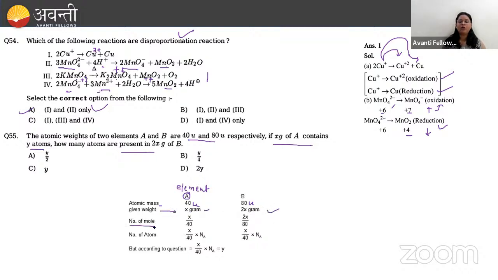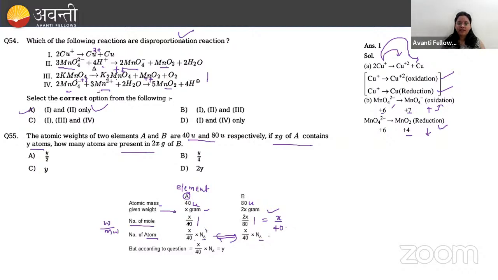So how are we going to calculate the number of moles? Weight upon atomic weight or molecular weight: x by 40 and 2x by 80. Now we need to calculate the number of atoms, so we multiply by Avogadro's number Na, here also Avogadro's number Na. When 2x by 80 is simplified, it becomes x by 40. So you can see the number of atoms is the same: x by 40 Na, x by 40 Na.